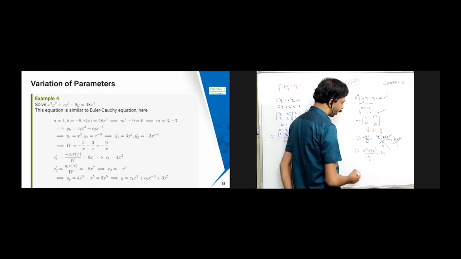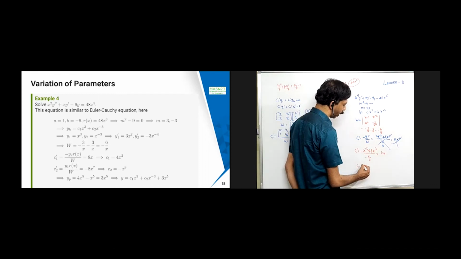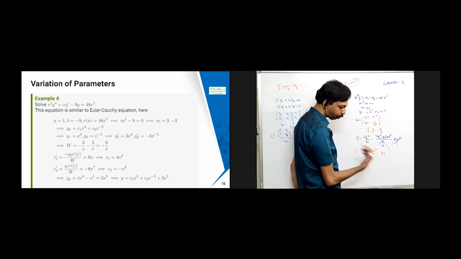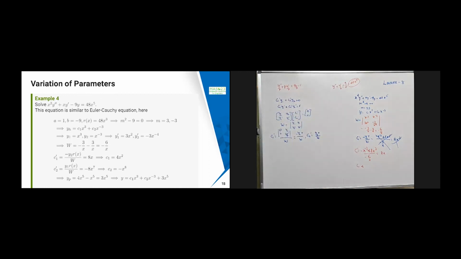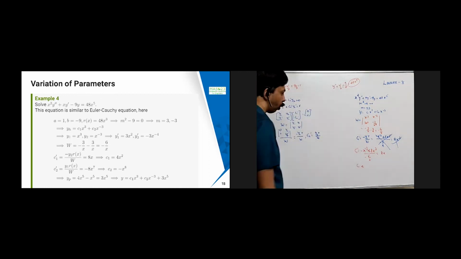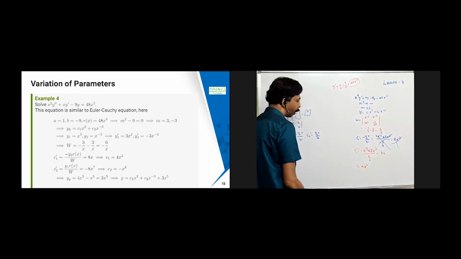So C1 dash equal to 8x means what is your C1? C1 is going to become 8x square by 2. Therefore, you are going to get 4x square. Okay, so you are going to get C1 equal to 4x square. Okay, same way you can obtain C2 dash. So C2 dash you can write as y1 into r by w. Again same thing.